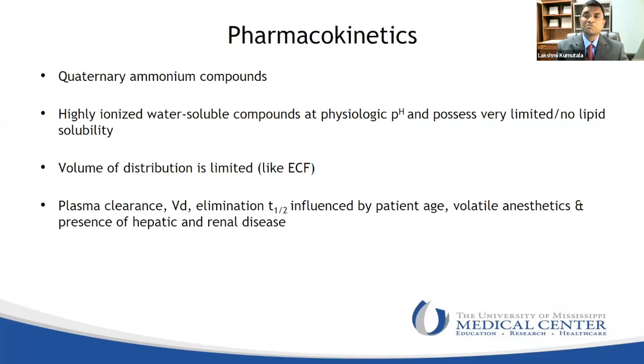Pharmacokinetics is nothing but what the body does to the drugs. That is the metabolism of the drugs. The neuromuscular blocking drugs are quaternary ammonium compounds. These are highly ionized, water-soluble compounds at physiological pH and possess very limited or no lipid solubility. Because of the low lipid solubility and higher hydrophilicity of these medications, the volume of distribution is limited to the extracellular fluid. The plasma clearance, volume of distribution, and elimination half-life are influenced by the patient's age, the medications used along with the neuromuscular blocking agents like the volatile anesthetics, and the presence of systemic disease.